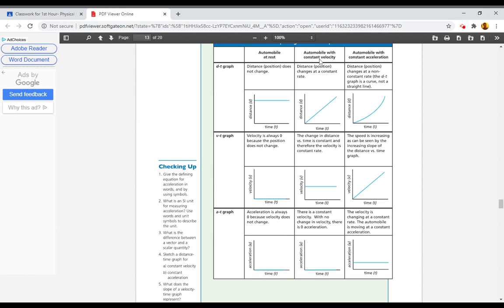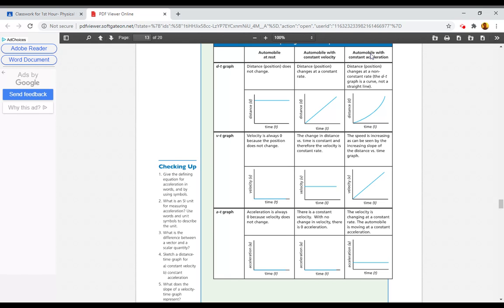Here's an automobile with constant velocity, meaning that the automobile is set at cruise control. Distance, position changes at a constant rate. Change in distance over time is constant, and therefore the velocity is constant. There is a constant velocity with no change in velocity. There is a zero acceleration.